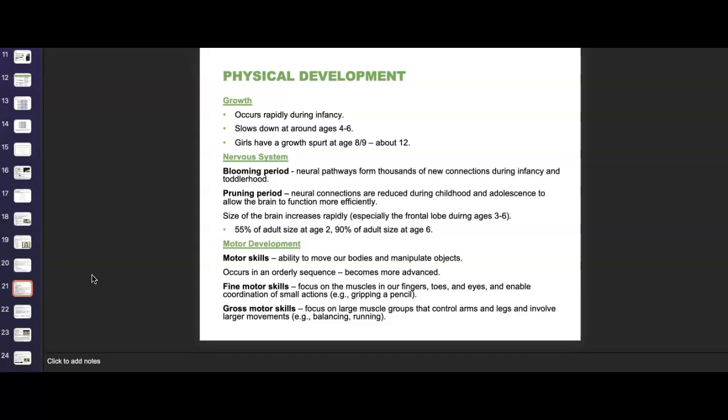The size of the brain increases rapidly, especially the frontal lobe, during ages 3 to 6. 55% of adult size at age 2, 90% of adult size at age 6. Your motor development and motor skills is your ability to move our bodies and manipulate objects. And this occurs in orderly sequence and becomes more advanced. Think about your motor development as continuous.